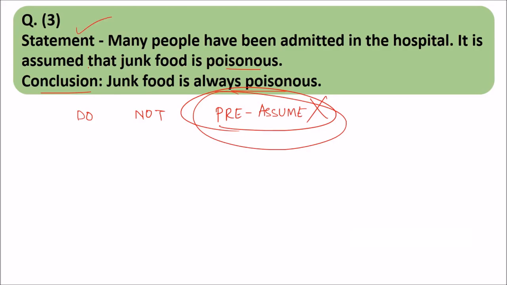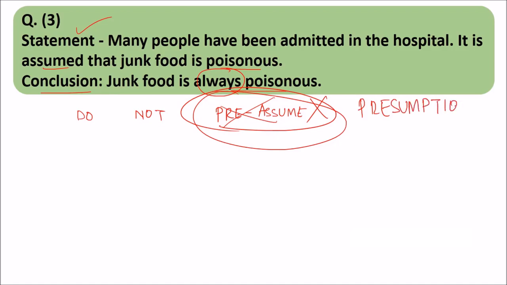The statement says that it is assumed that junk food is poisonous. It does not say or guarantee that junk food is poisonous. It just assumes, okay? So the conclusion cannot be that it is always poisonous or anything like that. So just like we have do not assume, it is do not pre-assume. There should not be any presumption of any statement.